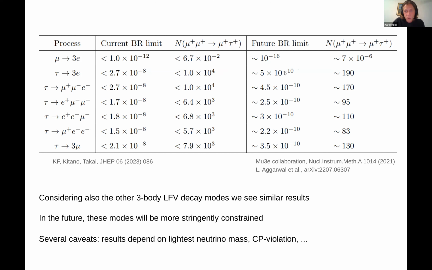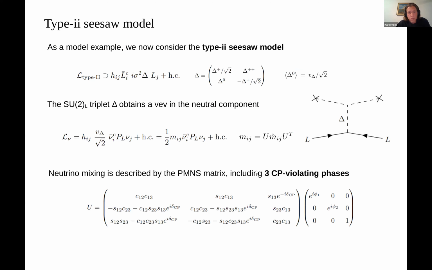But in the future, these modes will receive more constraining limits from Belle 2, in which case we would only expect 100 or so events. So what this tells us is if they see any of these modes at Belle 2, it would be a very good motivation to build a Mu-Tristan.